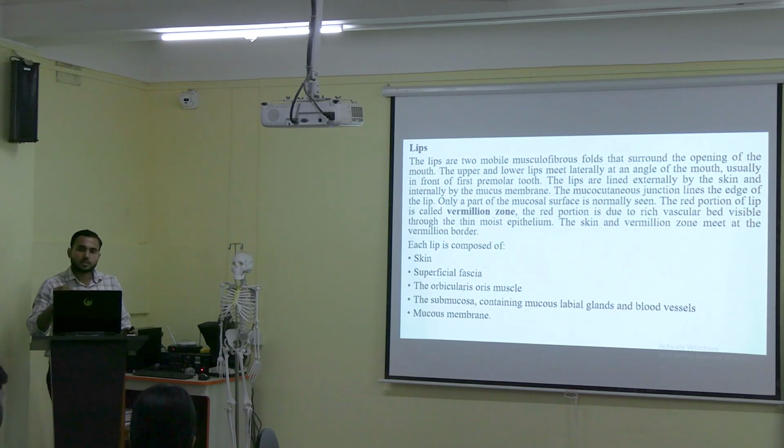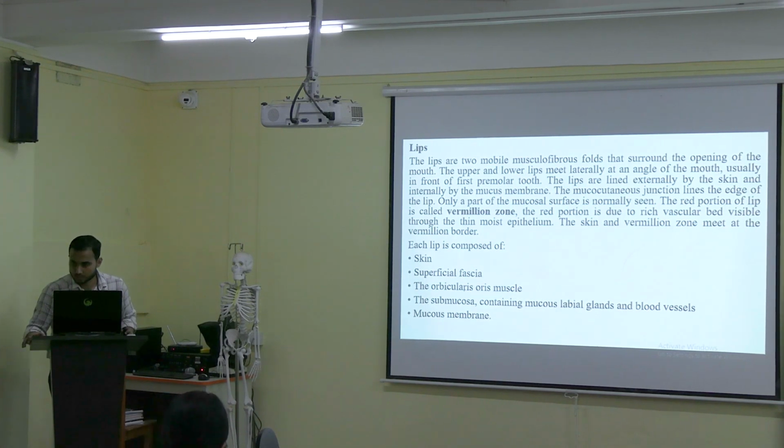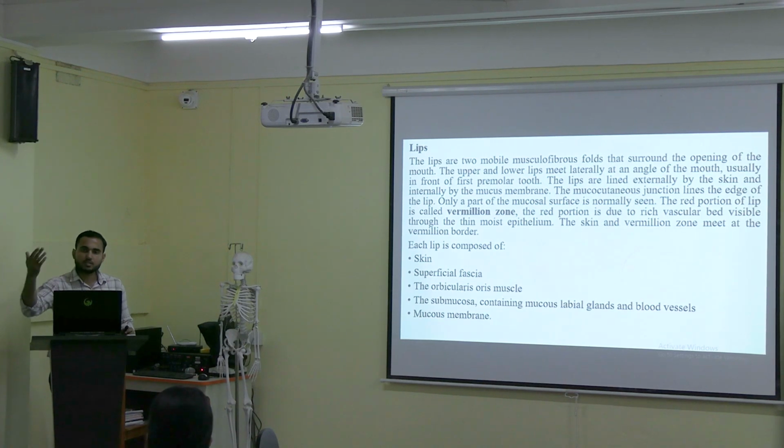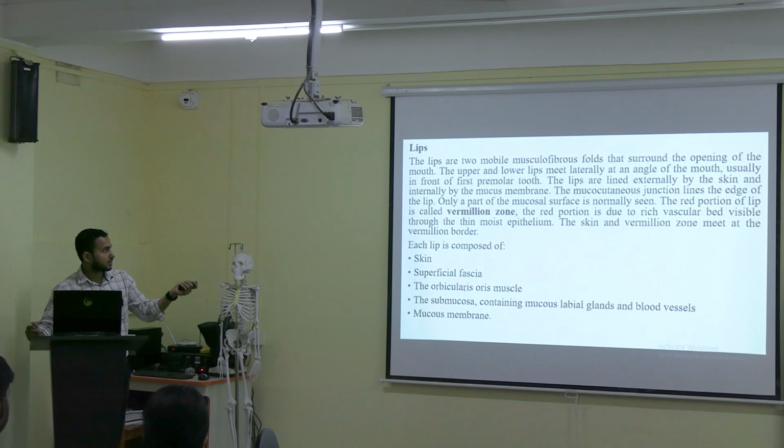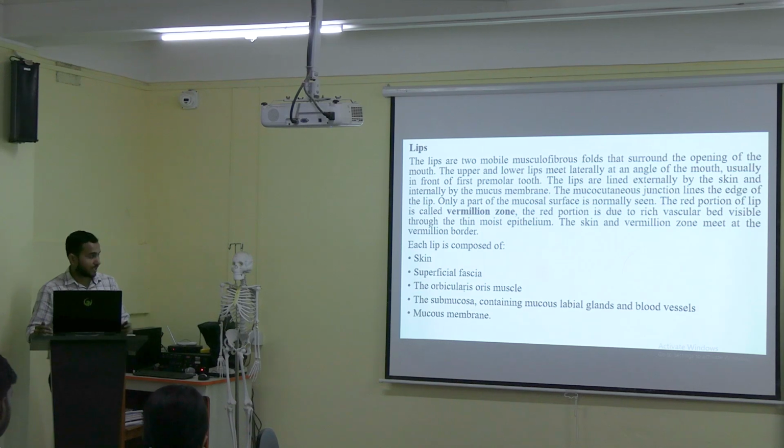So the lip, first of all you have to know, is covered by skin externally and internally it is covered by mucous membrane. The junction between the two is called mucocutaneous junction, okay. The part of the lip which is covered by skin has normal skin color, sweat glands, sebaceous glands, hair follicles, everything normal like skin. But the part which is covered by mucous membrane is either pink or red. Why? Because of the presence of rich vascular bed visible through the moist epithelium, okay. That particular area is also called the Vermilion zone.